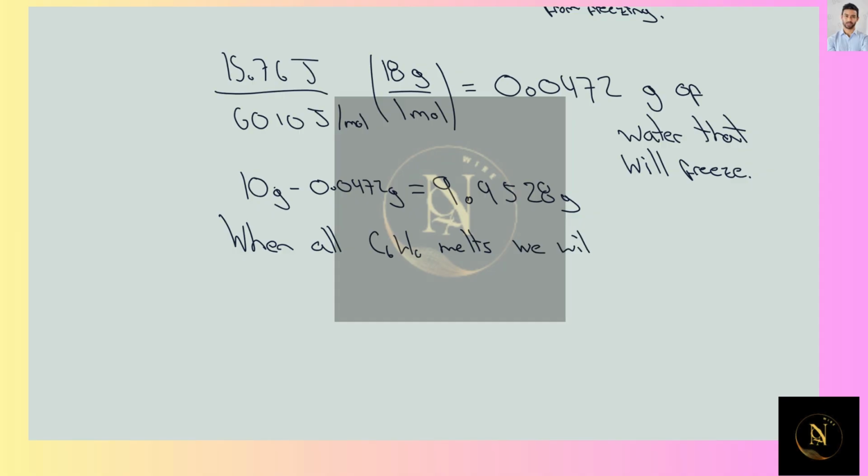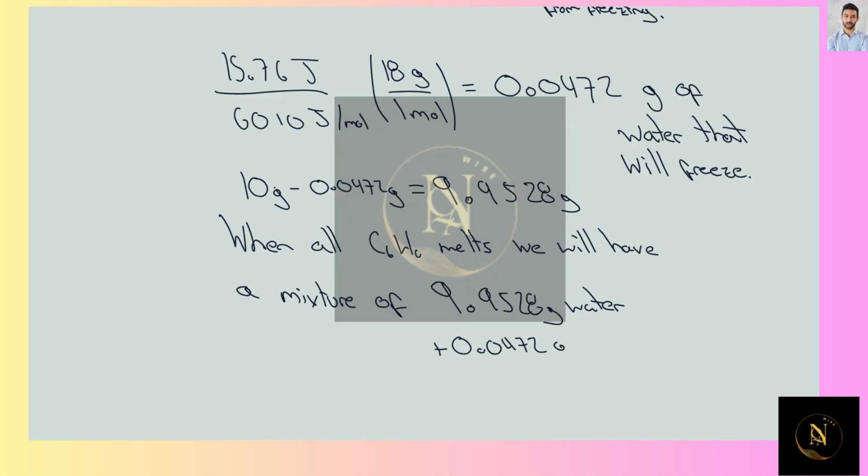So when all of the benzene melts, we will have a mixture of 9.9528 grams of water plus 0.0472 grams of ice plus my 10 grams of benzene as a liquid. And all of this is going to be exactly at 0 degrees Celsius.